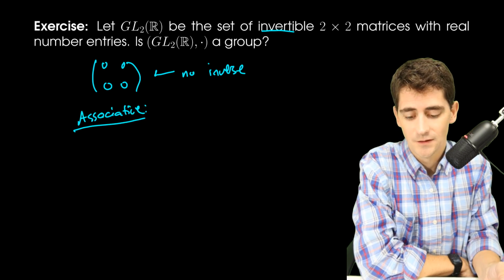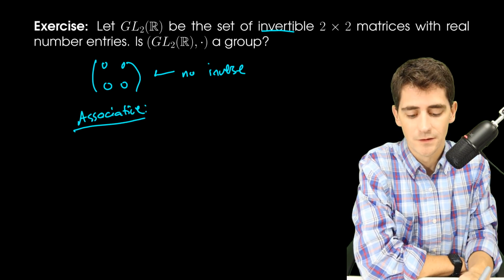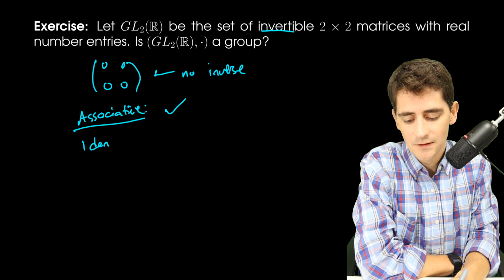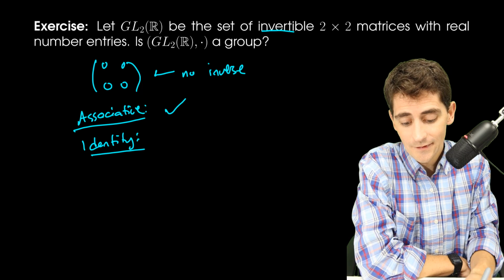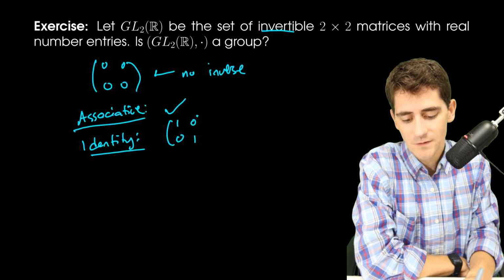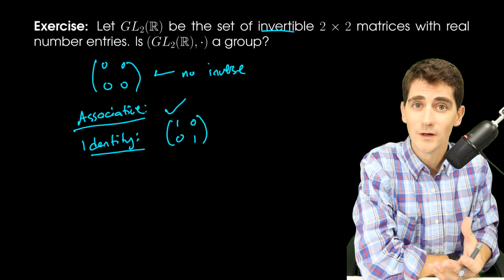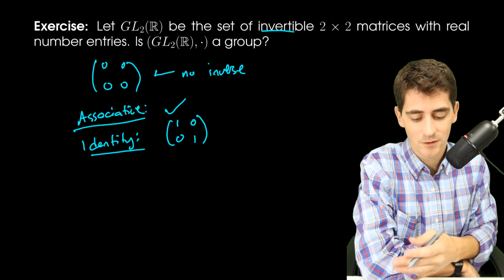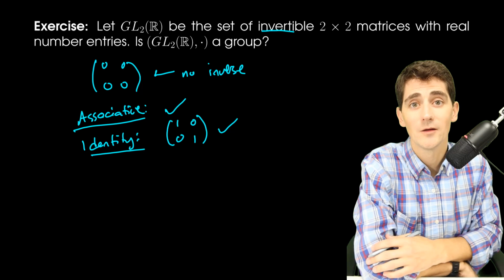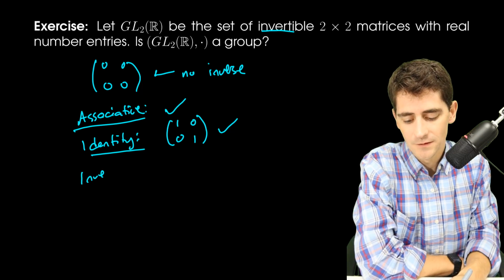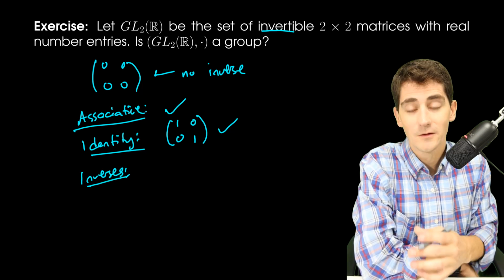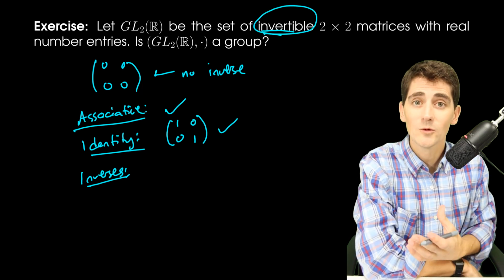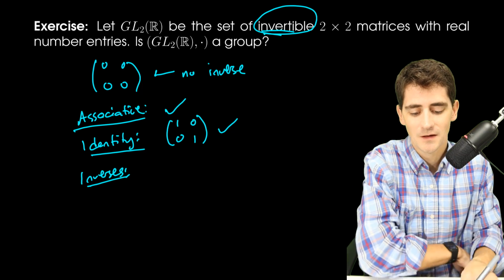Checking down my list, is GL2 associative? Yes, matrix multiplication is associative. Do I have an identity element? Yes. If I multiply a matrix by 1, 0, 0, 1, then the result of that multiplication is what I started with. This is my identity element. Do I have inverses? Yes, I don't have to exactly label what they are because I said that this is the set of invertible matrices, meaning that they do have an inverse.